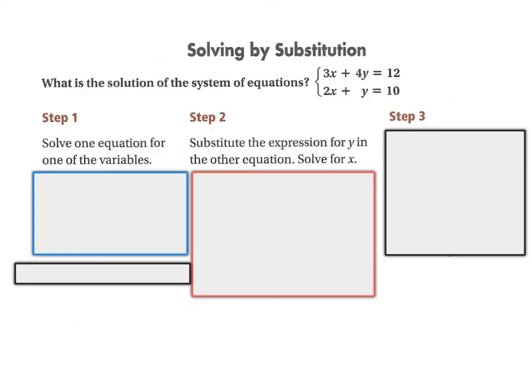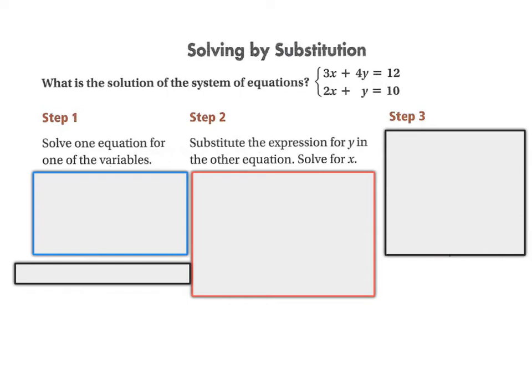So here let's do one by substitution. And I will tell you that the way this is set up, I probably wouldn't do substitution unless I was asked to do substitution. But any type of system of equations for linear functions, we could do substitution. The first key is to get one of the variables by themselves.